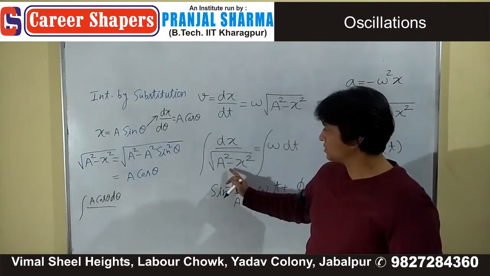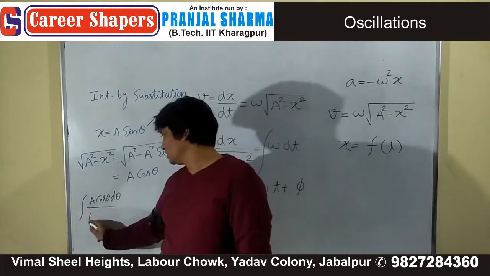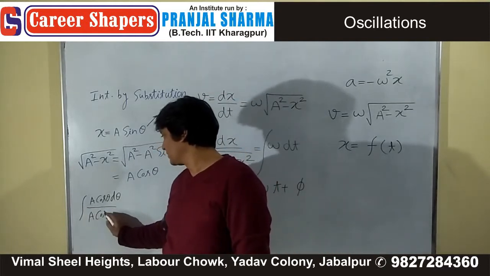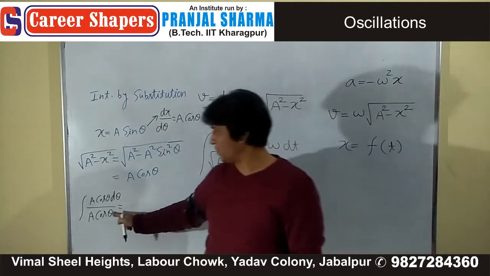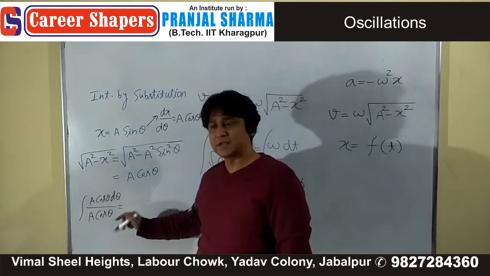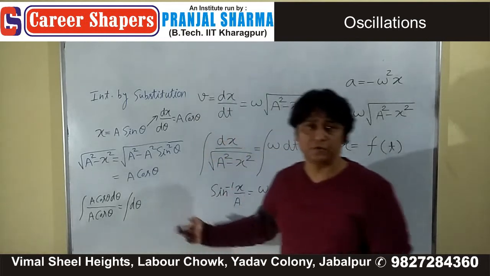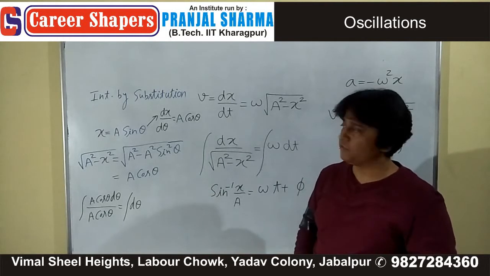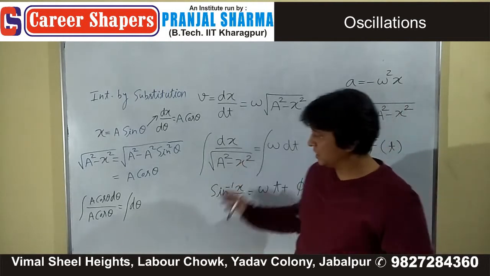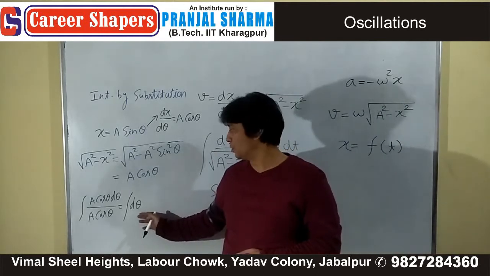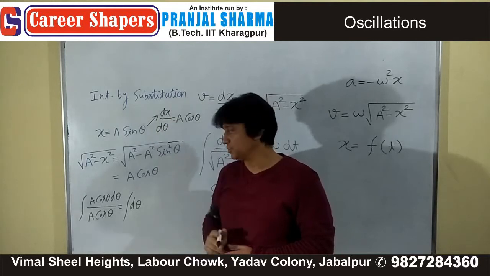Numerator part done. What is the denominator? Denominator is a cos theta. So this whole thing is now in this form. a cos theta cancelled, and you are simply left with d theta. This is the advantage of integration by substitution. Unknown form, you have converted it into a known form with the help of integration by substitution.